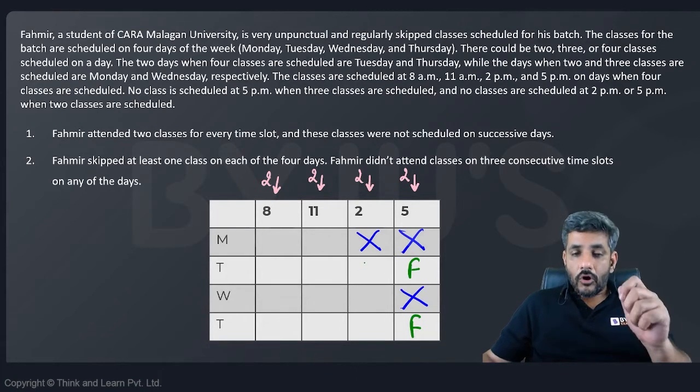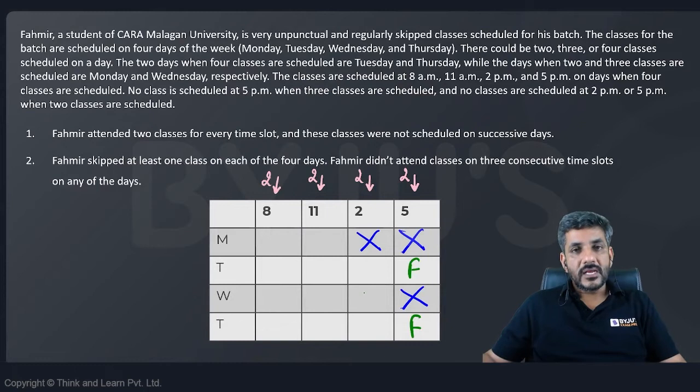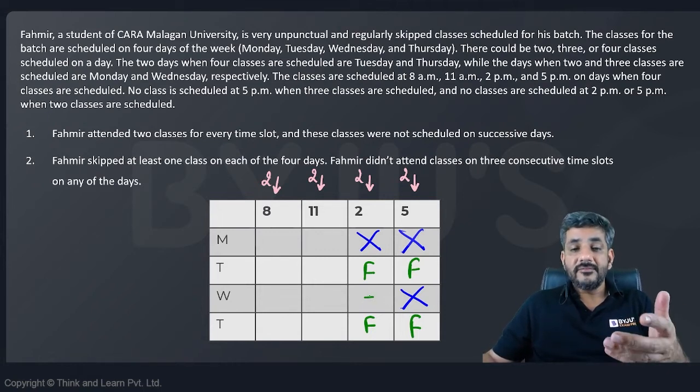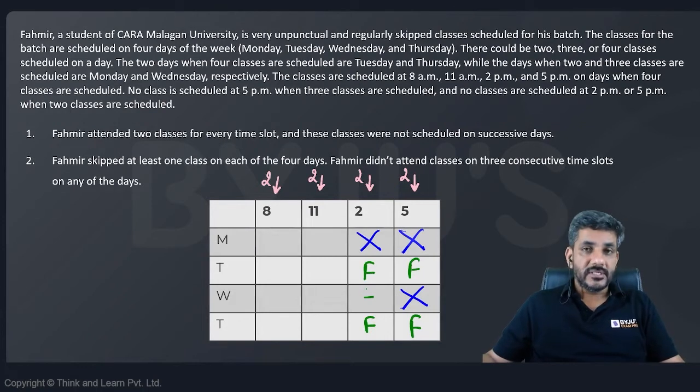Similarly, at the time slot of 2, he attended 2 classes, right? And those 2 cannot be consecutive. So if there are these 3 slots and we should be having 2 classes and not consecutive ones, the only possibility is that he attended a class over here, he attended a class over here, and he did not attend a class here. Because had he attended here, they would have been consecutive. So therefore, this is not a possibility.